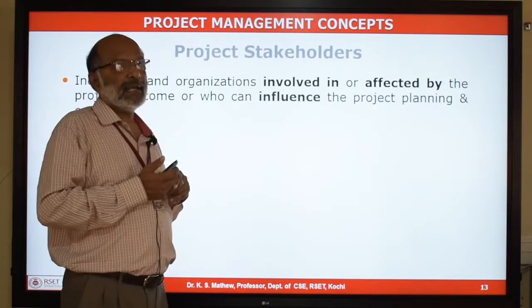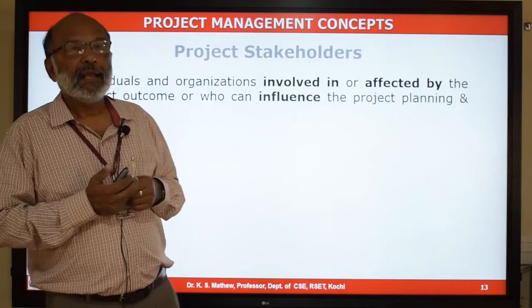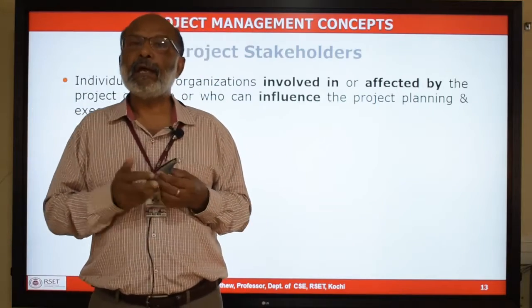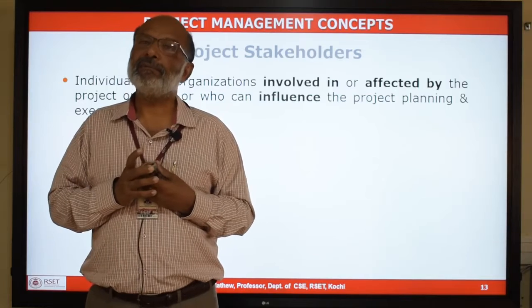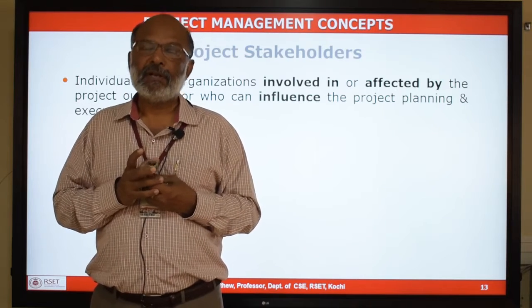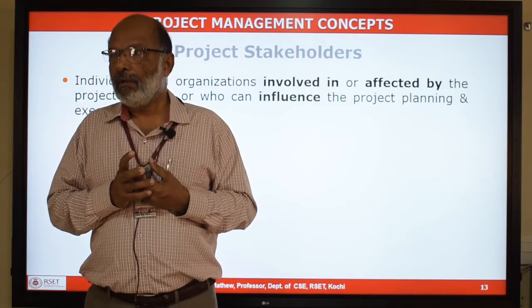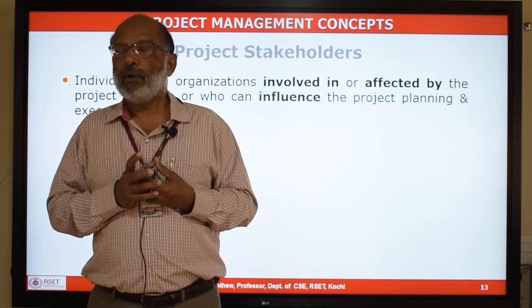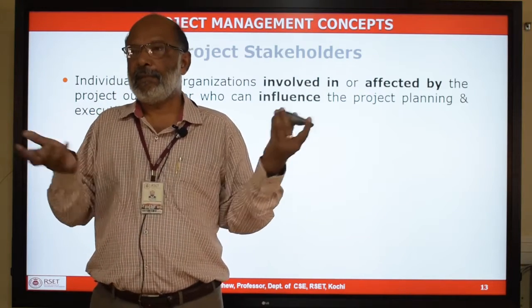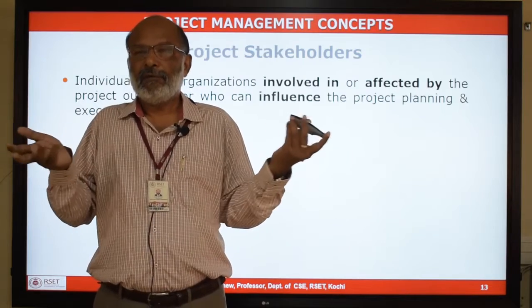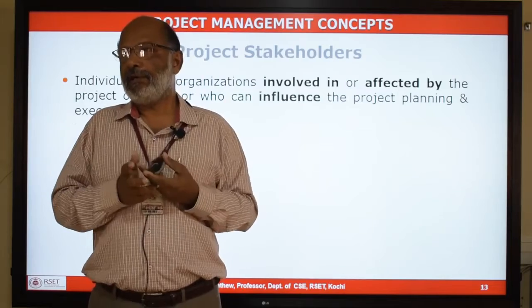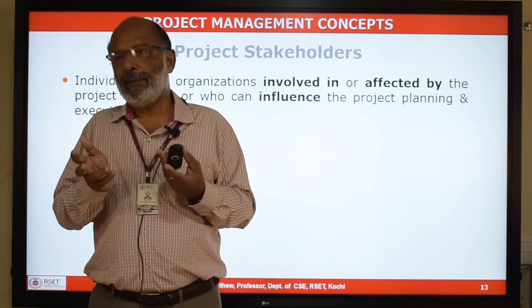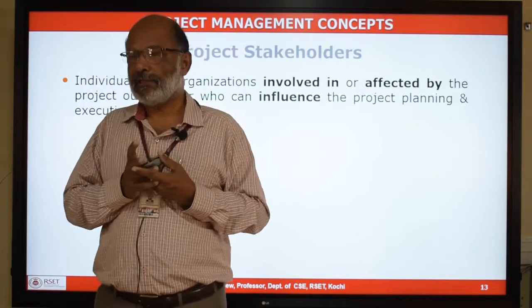And there is a third category. They are the people or the organizations who can influence the planning and execution of the project. For example, the opposition party. Whenever there is a public project, the opposition party will come up with a problem and try to create issues or prevent that project. So, they are the people who can influence the execution of the project.